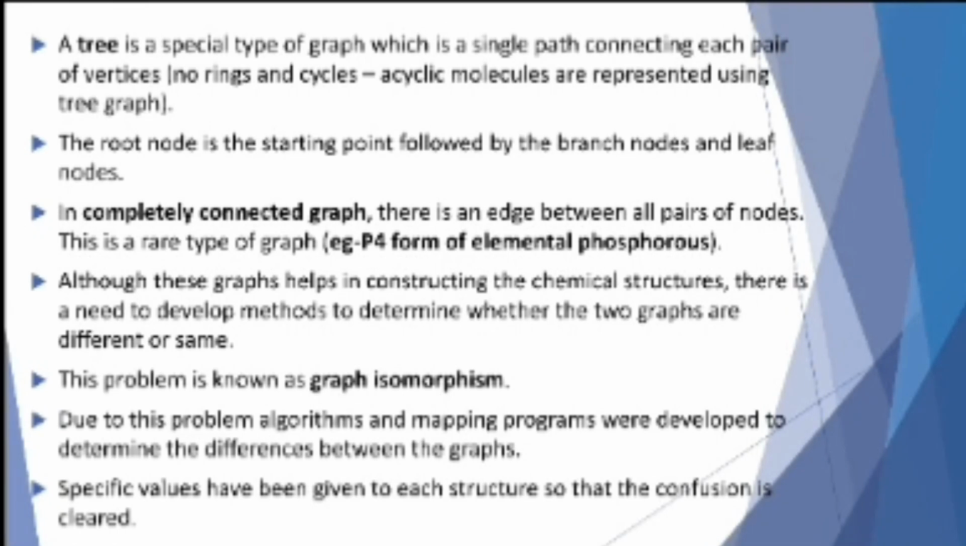Although these graphs help in constructing the chemical structures, there is a need to develop methods to determine whether two graphs are different or the same. This problem is known as graph isomorphism. And the other thing is fingerprints. So the molecular fingerprints are binary representations of molecular features. They encode information about the presence or absence of specific substructures, functional groups, or other features in a molecule.